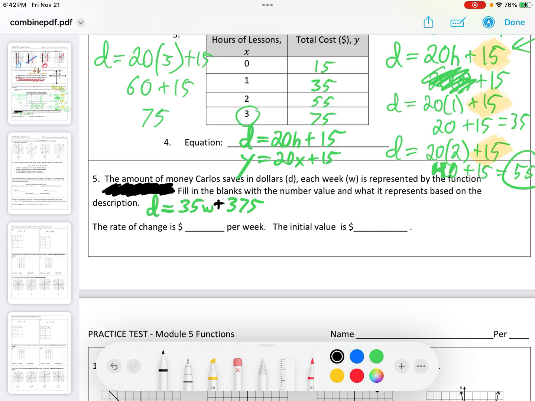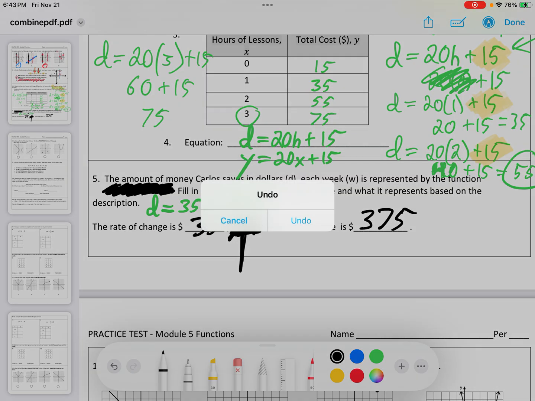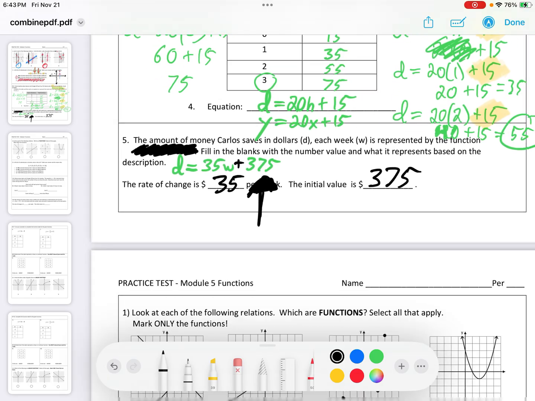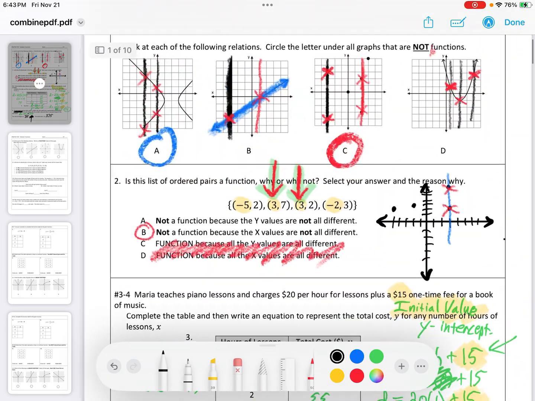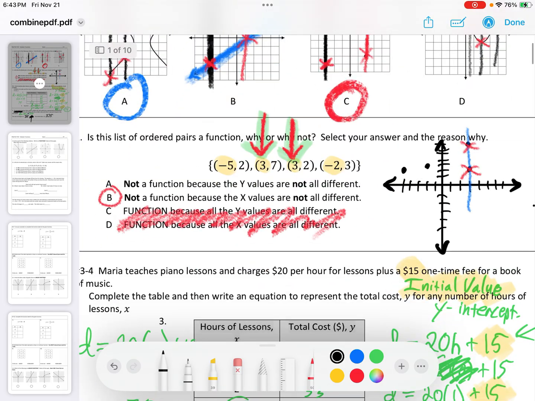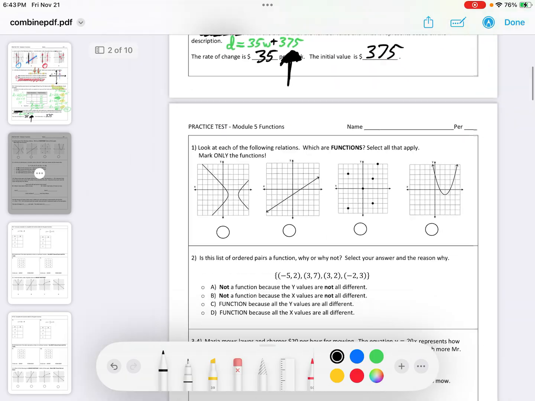Now, fill in the blanks with the number value and what it represents based on the description. Aha. Okay, so the rate of change is 35 bucks per week. Initial value is $3.75. But see, again, I think it's kind of confusing that they didn't have it in the right order. Oh, well. We still got it done. Cancel. Okay, now we're going back to the first page with the new version of the test. Let's see if anything was changed.